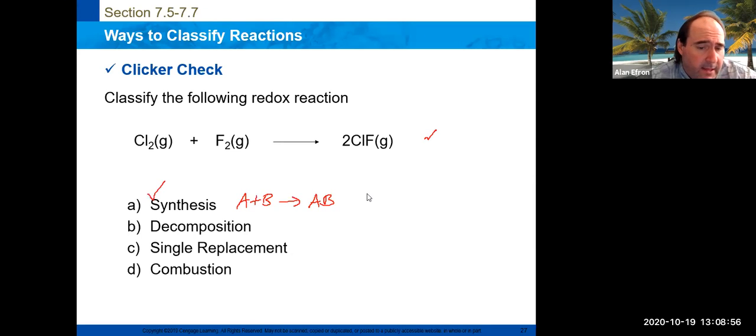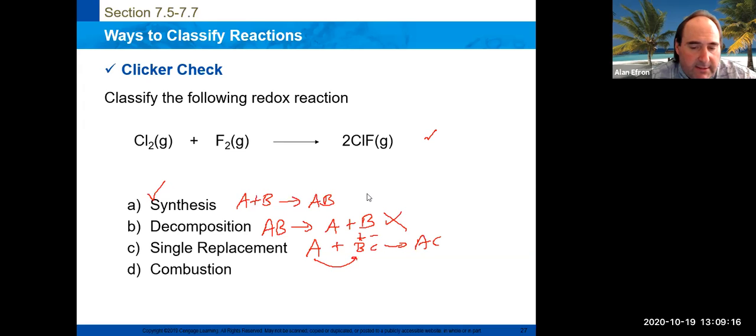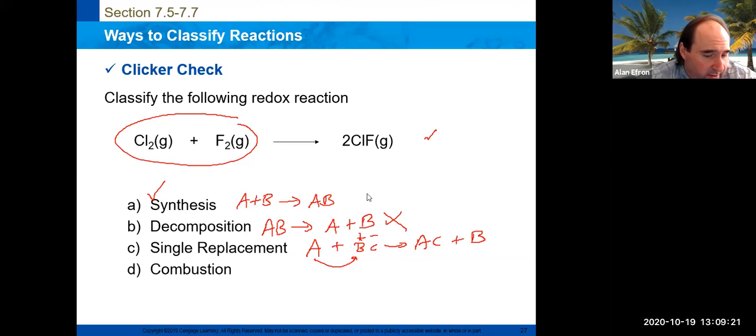So A looks okay. Is it a decomposition reaction? A decomposition reaction is we start with one thing and make multiple things. That does not look like the case here. Single replacement, we have one thing with no charge and an ionic compound, where the one comes in and replaces. And that does not look like this situation here. There is no ionic compound there, so it can't be that. And combustion needs at minimum oxygen involved, and I don't see any O2, so it can't be that either.